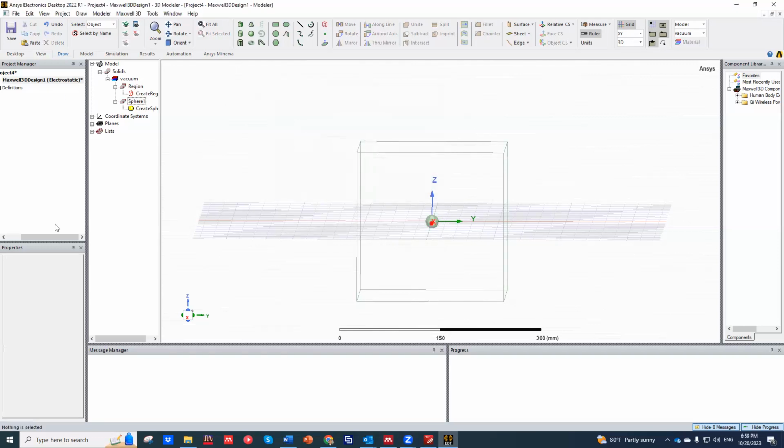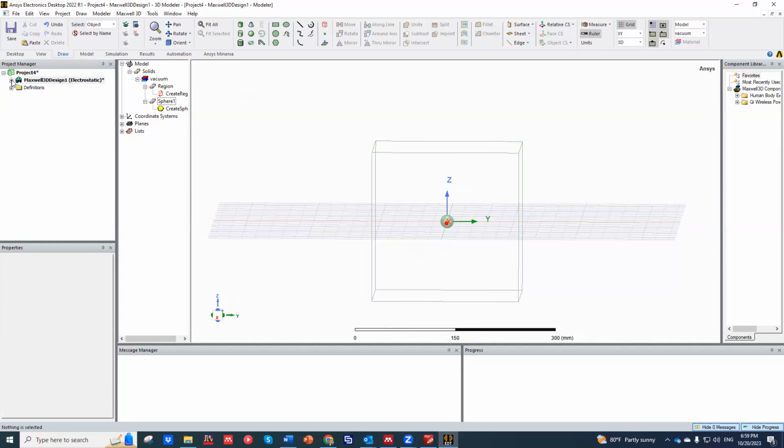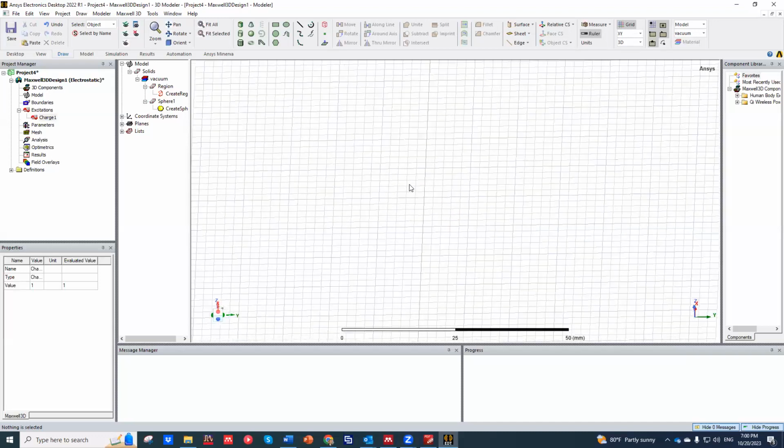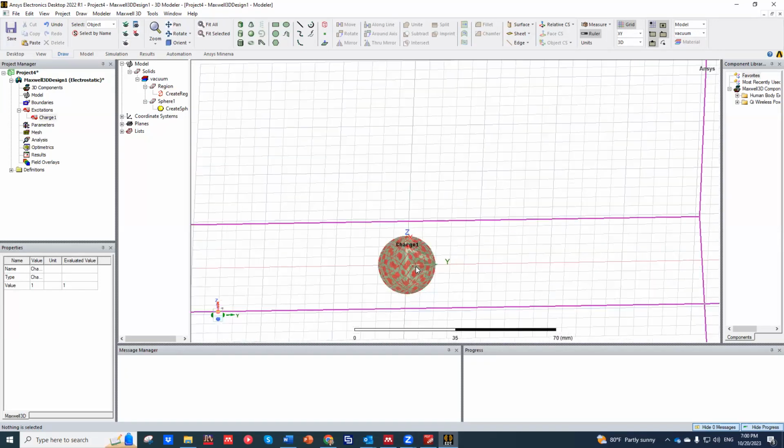Okay. So when I added the charge, this charge appears in this project manager here in the excitations. Okay, and if I click, it shows me that this sphere is charged.